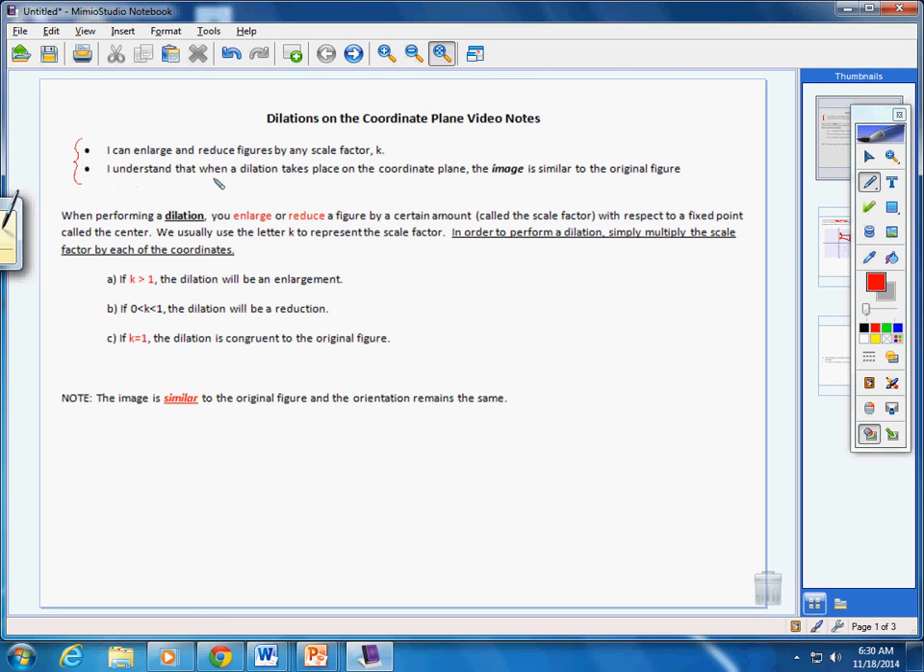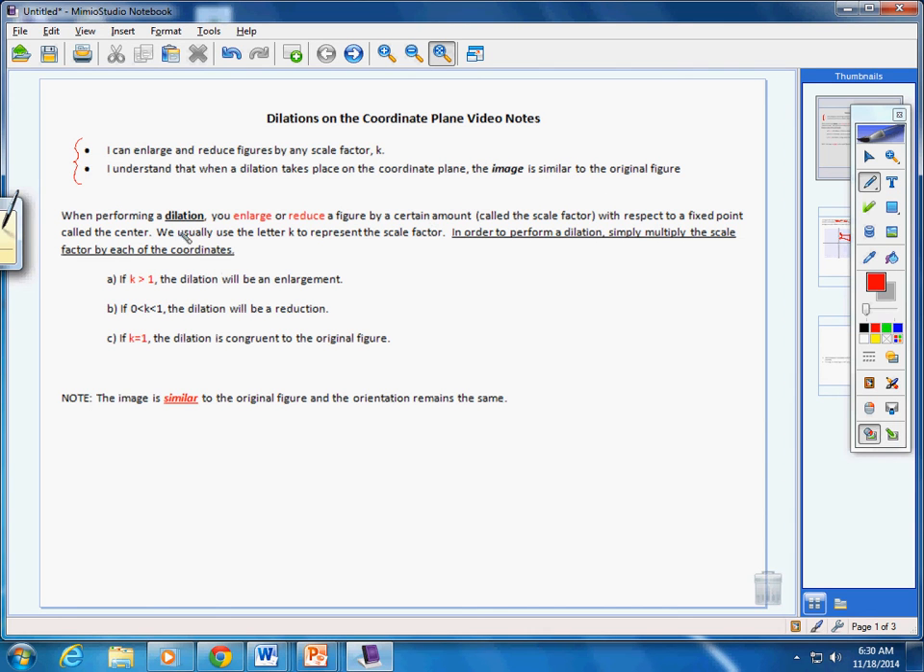Secondly, I understand that when a dilation takes place on the coordinate plane, or when I shrink a figure, or when I dilate or enlarge the figure, the image, remember that's the second figure, the new figure, is similar to the original figure. Talk a little bit more about that right down here as well.